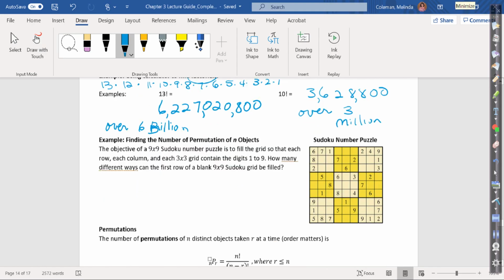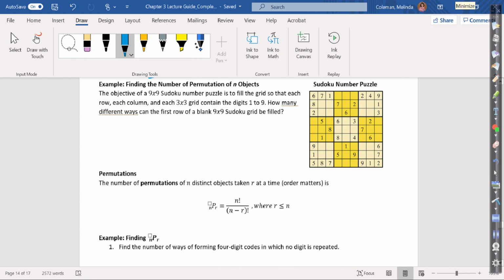All right. So an example. It says the objective of the 9x9 Sudoku puzzle is to fill in the grid so that each row, each column, and each 3x3 grid contains the digits 1 through 9. How many different ways can you build the first row? So I'm just going to look at the first row. Well, what it's saying basically is that the numbers cannot repeat.